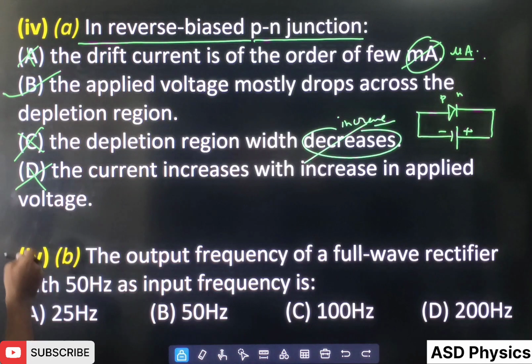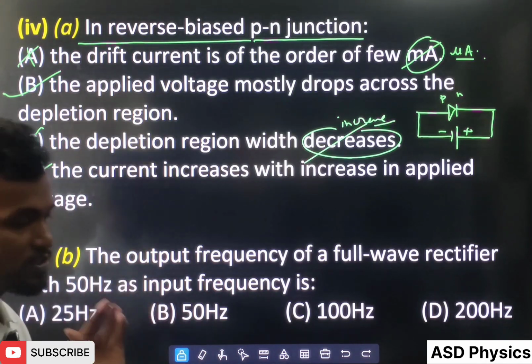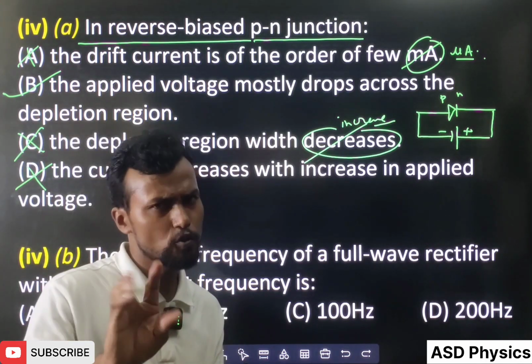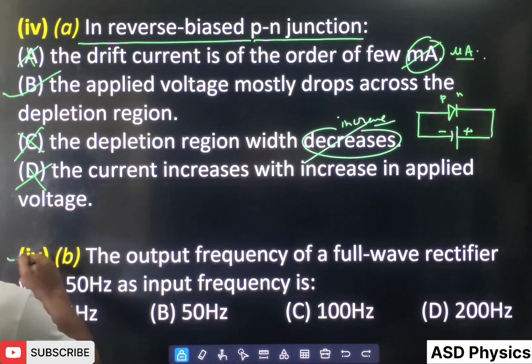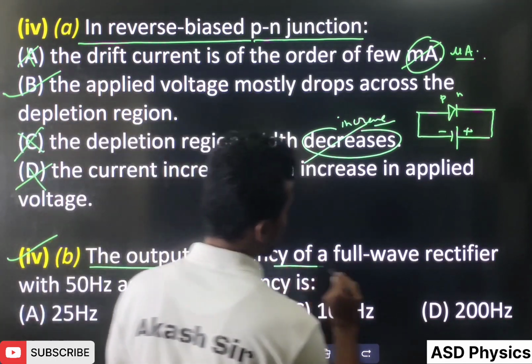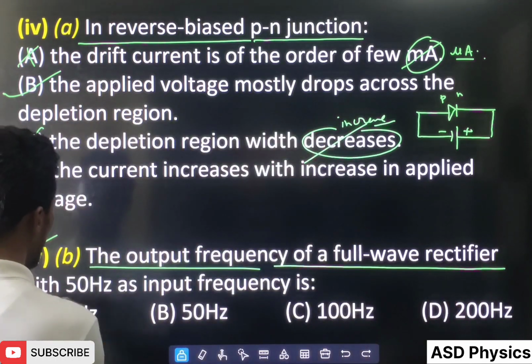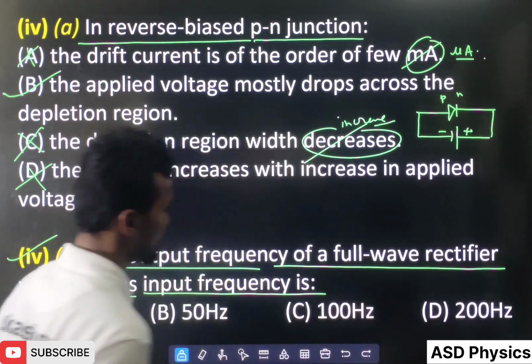Okay, and after that, this is the optional question, because in the case study 5 questions are there, and we have to do any 4. So that is the optional question. See, what is the optional question? The output frequency of a full wave rectifier with 50 Hz as input frequency is.